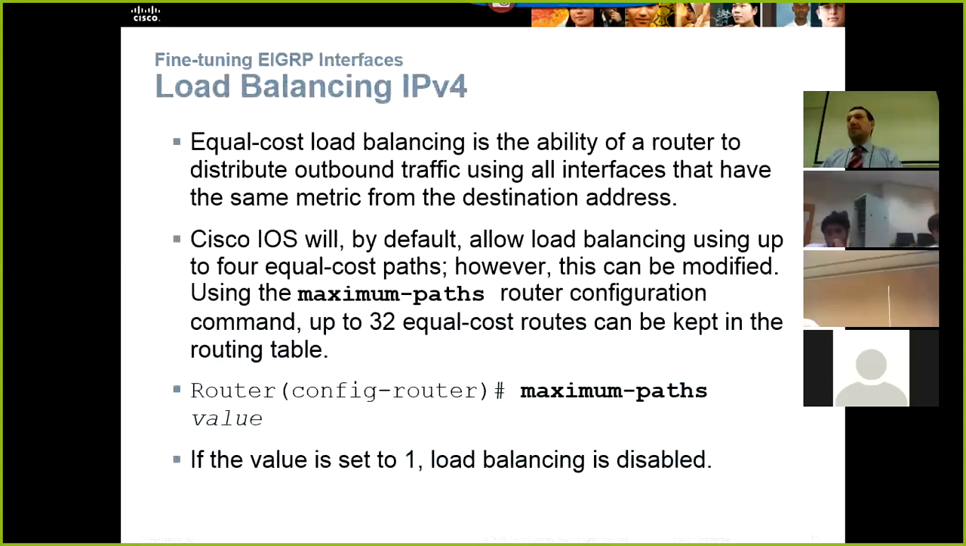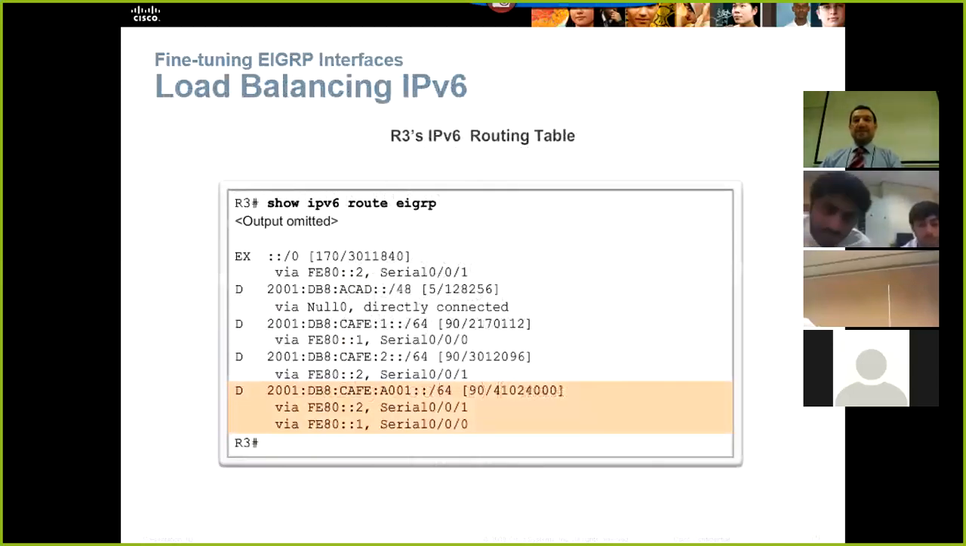Here, remember we said we can load balance by default up to 4, but you can change it up to 32 by using the maximum path. So you go inside the EIGRP router command, and you take maximum path, and you say 5, 6, 10, up to 32 you can have. By default, this is 4.